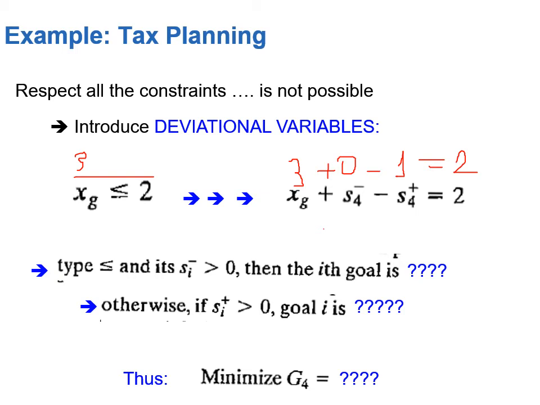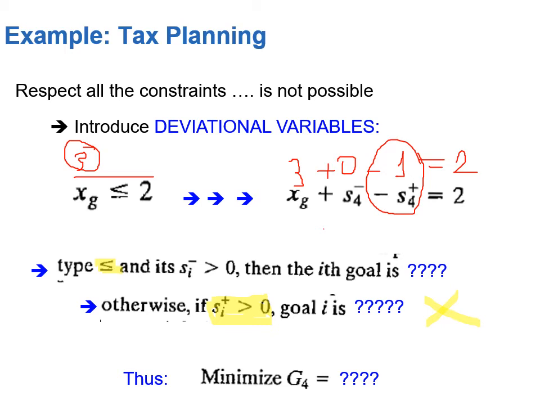Then what does it mean if this positive deviation is greater than 0? What do we understand? We understand that our constraint is not satisfied. So if the constraint is less than or equal to, and if the positive deviation is greater than 0, then the goal is not satisfied. We understand it.